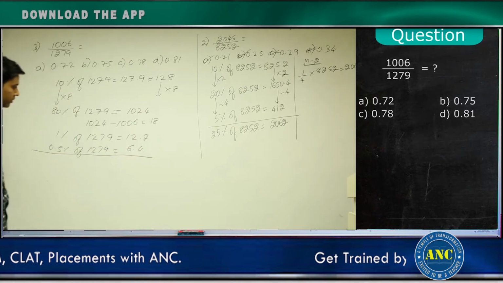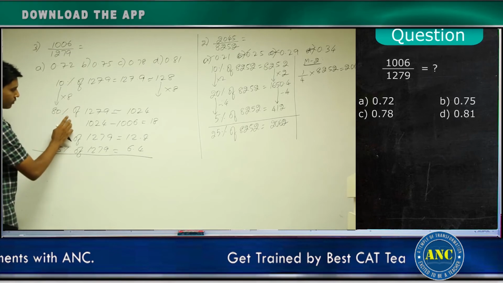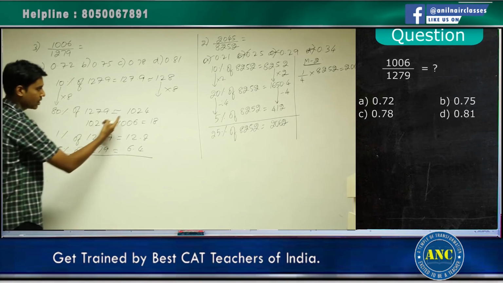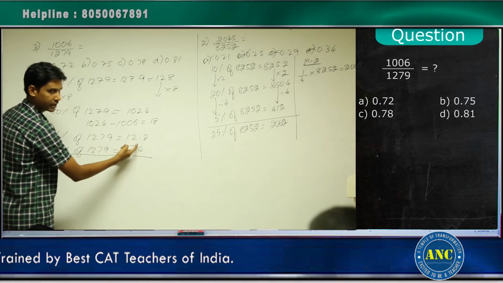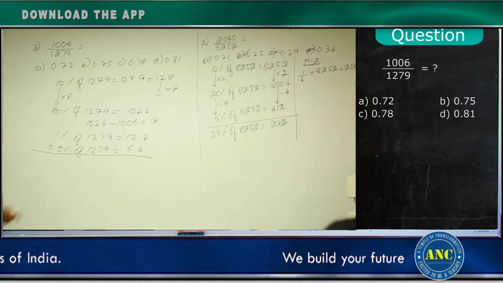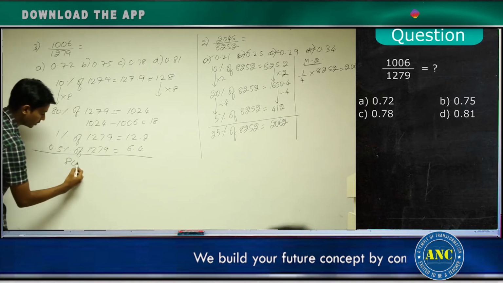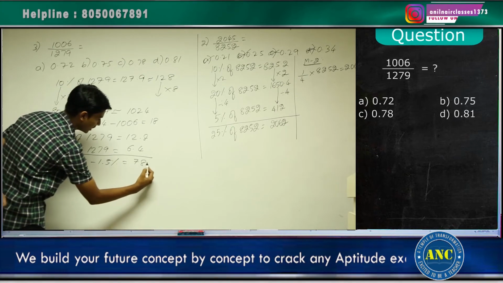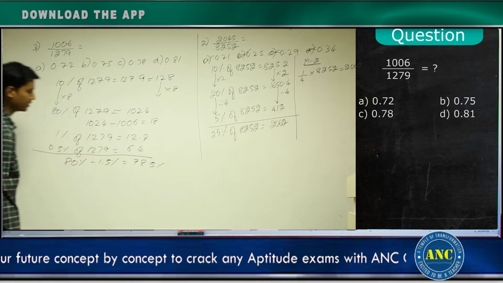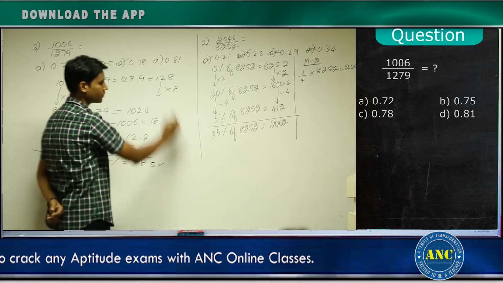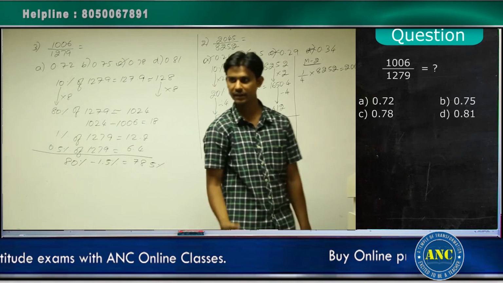Both are approximate values. That means from 80%, I need to subtract 1.5%. Or in other words, from 1024, I need to subtract 19. Then only I will get 1006. That means 80% minus 1.5% is your answer, which is 78.5%, approximately 78%, 0.78 is your answer. Getting the idea right?